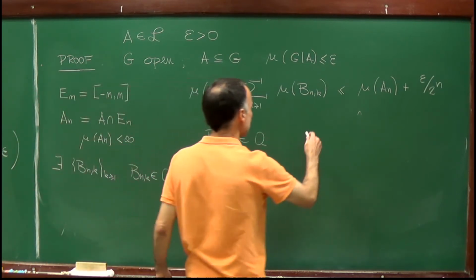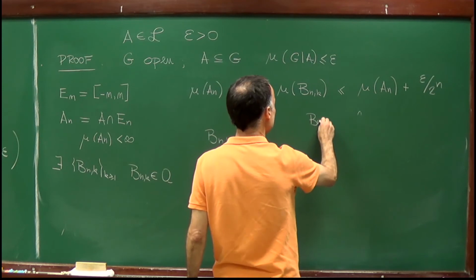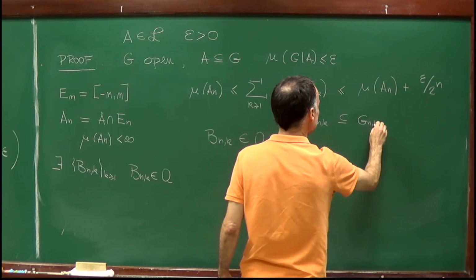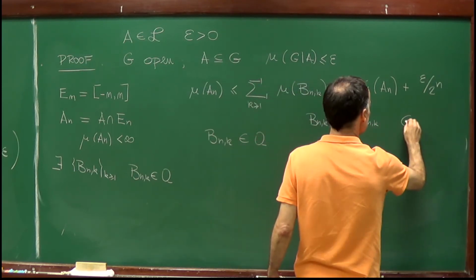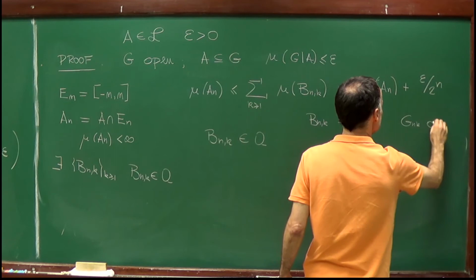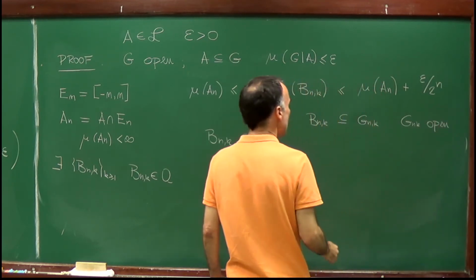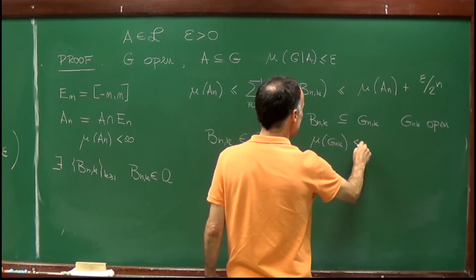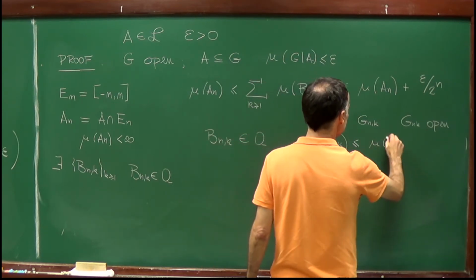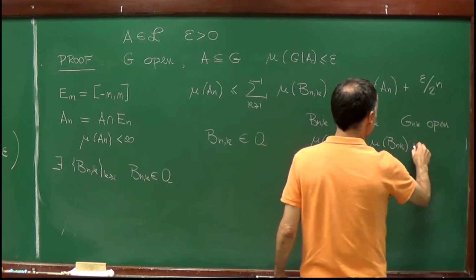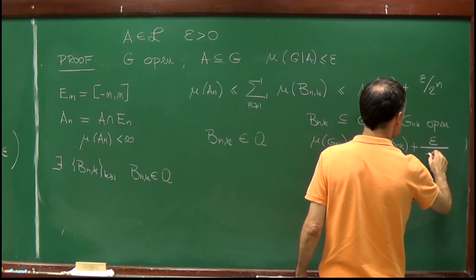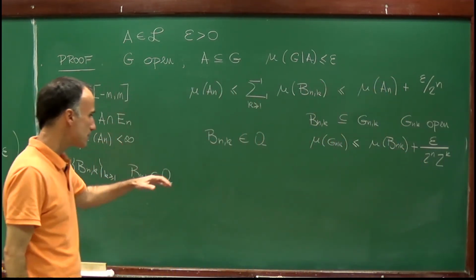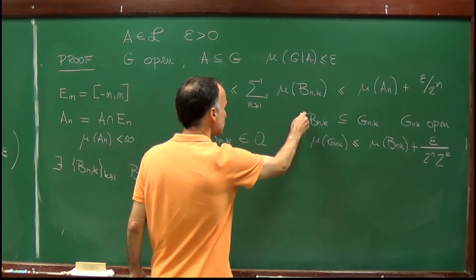And let me write that again here. So B_{n,k} is contained in G_{n,k}. G_{n,k} is an open set. And the measure of G_{n,k} is less than or equal to the measure of B_{n,k} plus epsilon divided by 2^n to the power k. Right, so this is what we just proved.